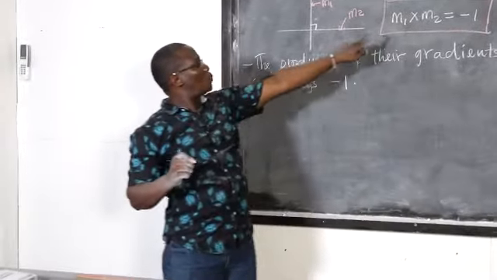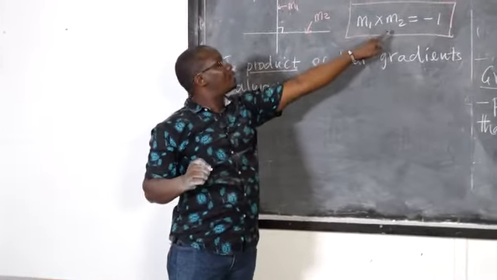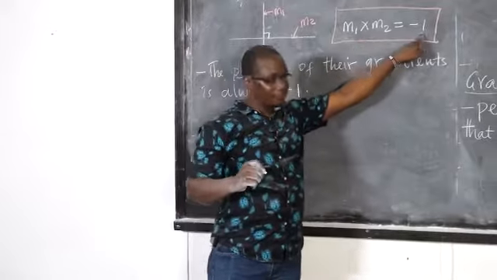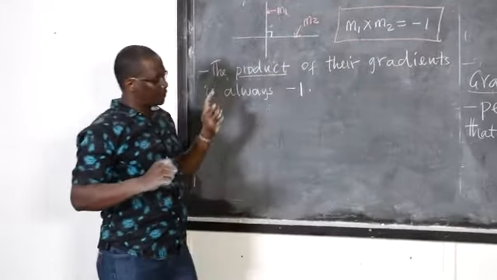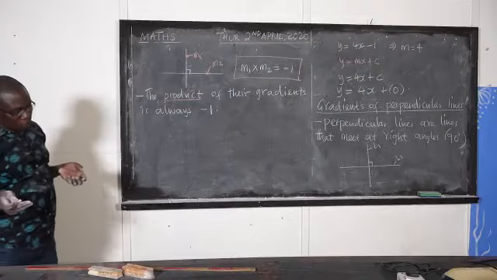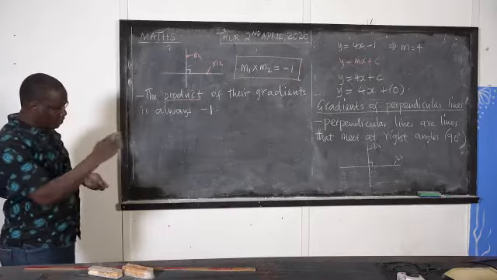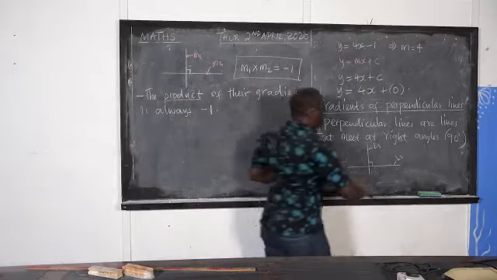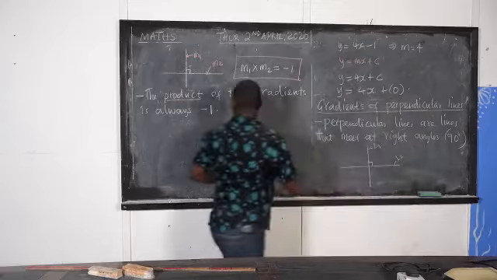So that when I talk about product, that means when you multiply their gradients, you should always get -1. So remember that. At times, you'll understand better after looking at this example.